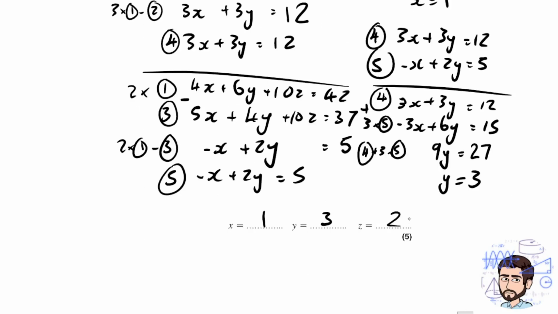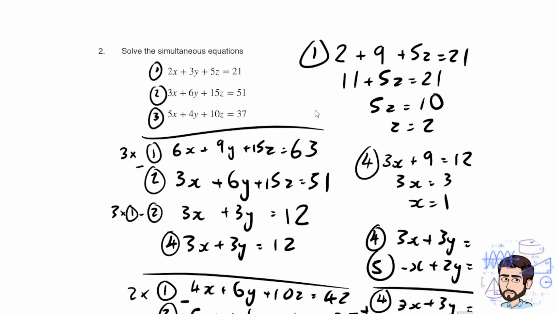So z equals 2 is the final solution. And again, you would absolutely 100% sub all 3 values into another equation to check, because in some rare cases you can actually get three values that work for one equation but don't work for the other two, but they should work for all of them because we're solving simultaneously.